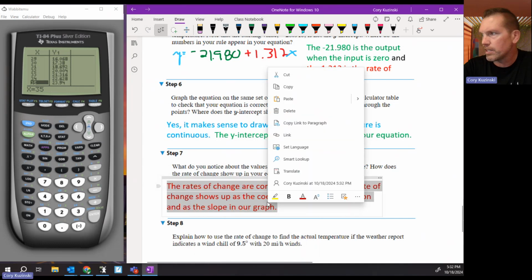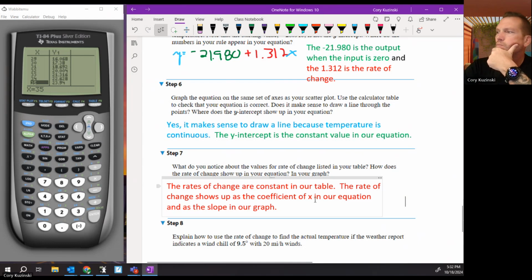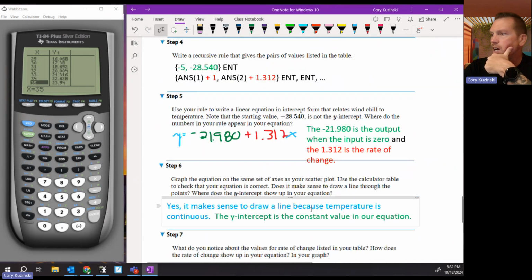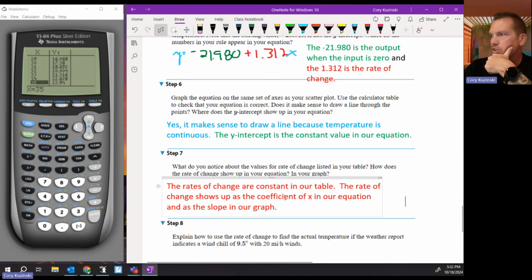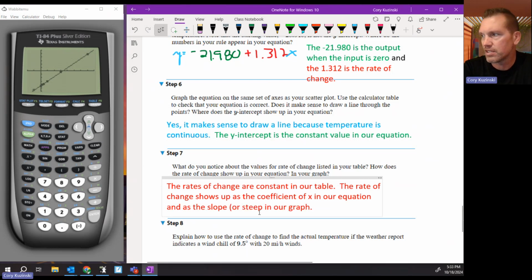Let's break that down a little bit. I just chose the wrong red and that's going to bother me. There we go. Yeah, the rate of change is constant. It's a constant rate of change. Okay. The rate of change shows up as the coefficient of x. So whatever x is being multiplied by, we call that the coefficient. And in our graph, that's the slope. So how steep it is, or slope, or, well, we put that in parentheses, steepness in our graph.